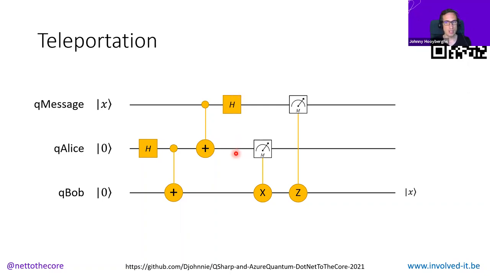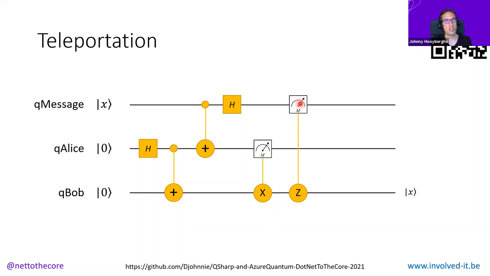And then Alice will measure her qubit. She measures her qubit, the one that was in the initial zero state. It has some probability of measuring to one. So sometimes it's going to be one, sometimes it's going to be zero. It's entangled with the message, so it's going to be based on whatever the message was. When it's one, Alice is going to tell Bob, Bob, put your qubit through the X gate. And then Alice is going to measure the message.